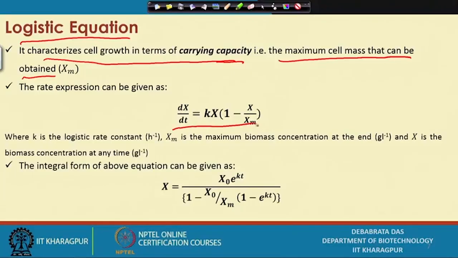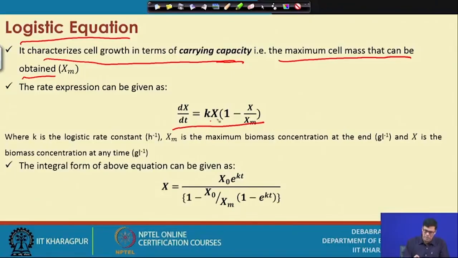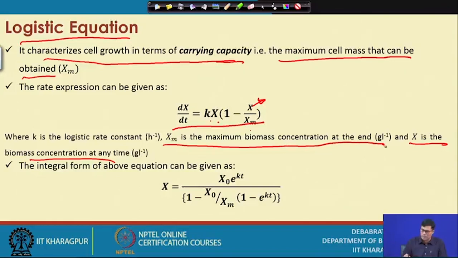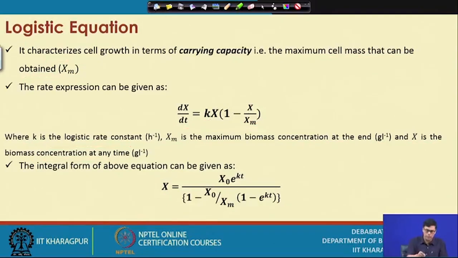cell concentration. So this expression is that the rate of cell mass formation equals k into x into 1 minus x by xm. x is the concentration of cells at any time t, and xm is the maximum biomass concentration at the end, in grams per liter, and k is the logistic rate constant. Now the integral form of the above equation can be written in this form. If we solve this equation, it will come in this form. This you can write in this form.